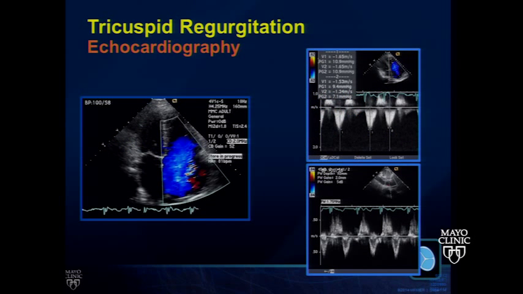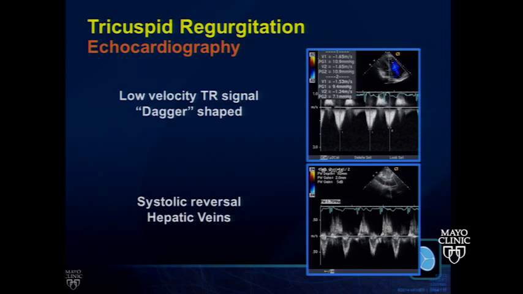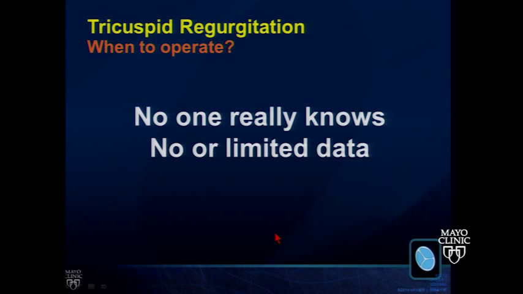By echocardiography, you can see a large jet. But again, some of the Doppler profiles are very good at telling you how much regurgitation there is, because if you have severe TR, you might get a low velocity dagger shape because the right atrium is equilibrating with the right ventricle. And look at your hepatic vein, in which case you see a systolic reversal.